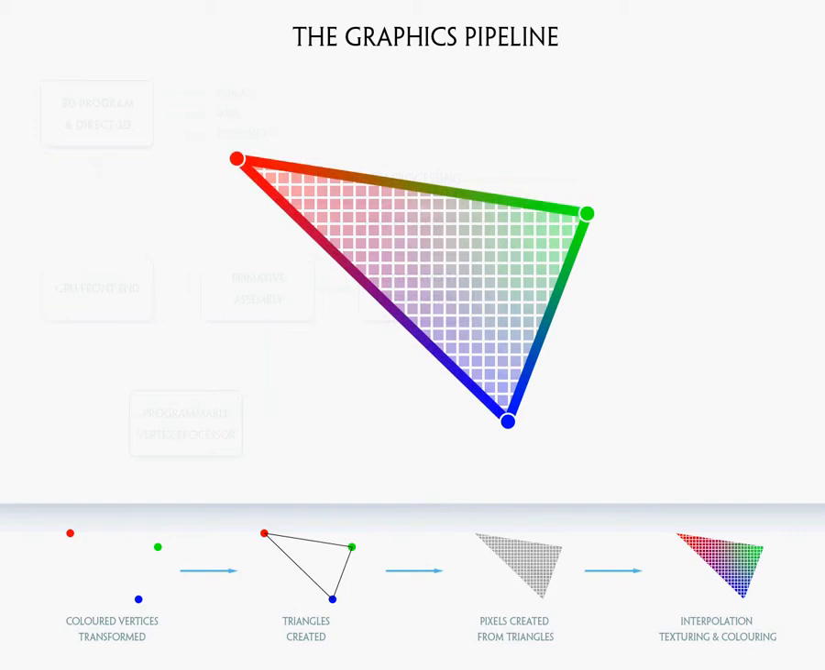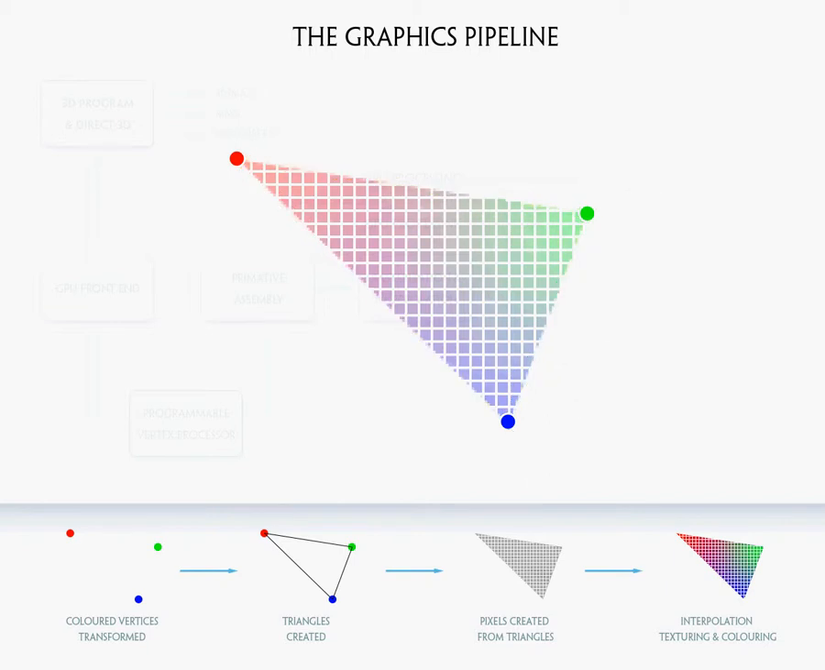So for example, if this blue vertex has a normal that's pointing this way, and the green vertex has a normal that's pointing this way, each of the pixels along the way will have a normal that's somewhere in between here and here. The normals are interpolated across the triangle, so each pixel gets its own normal that's partway in between. Same thing works with UV coordinates.